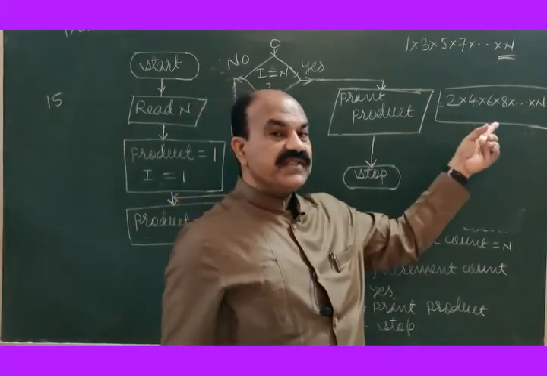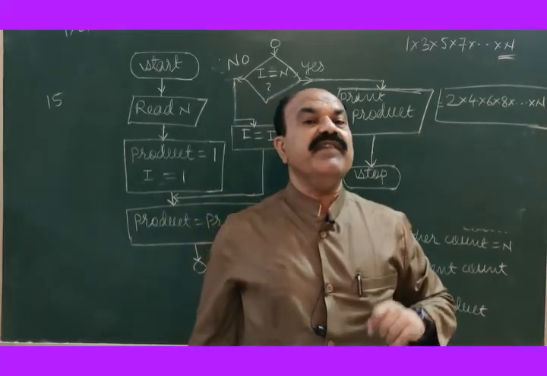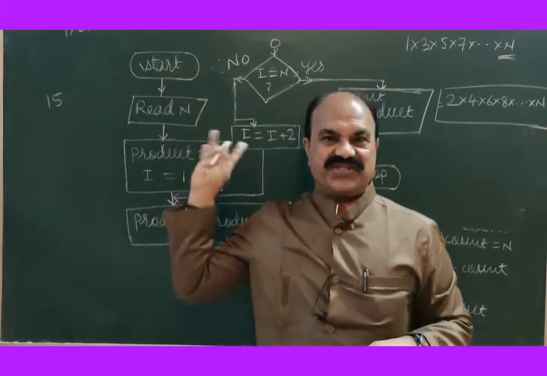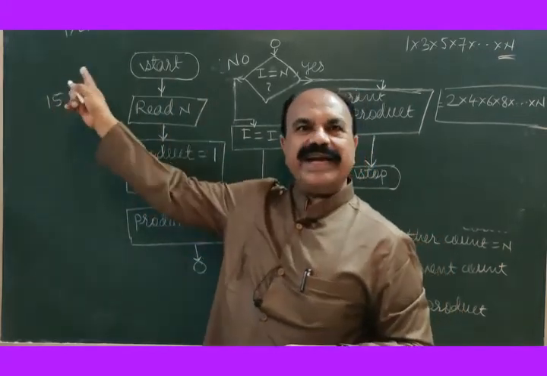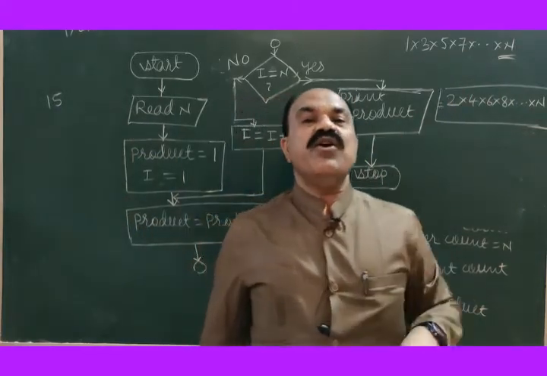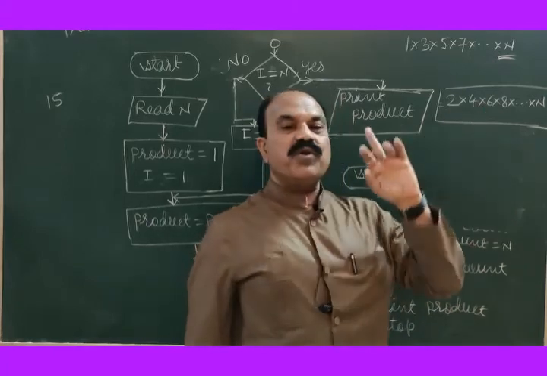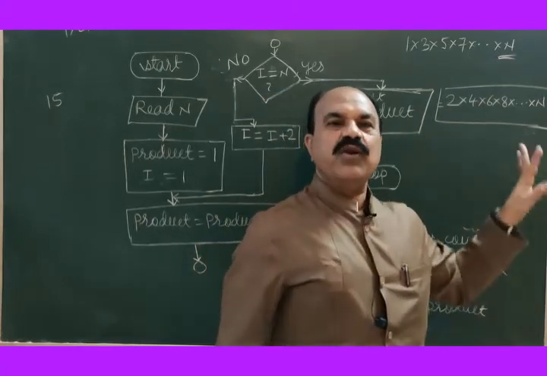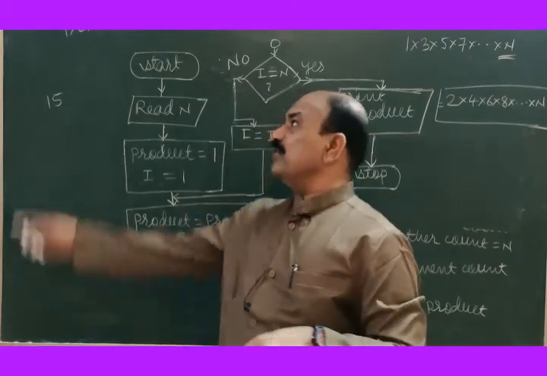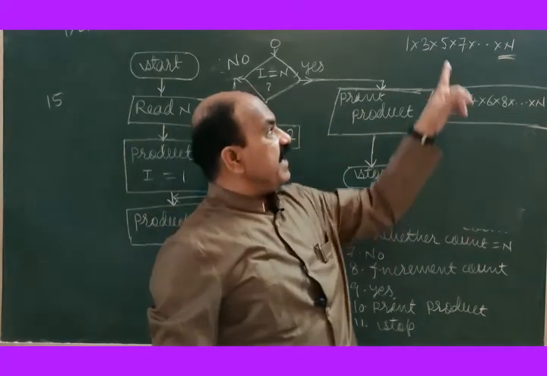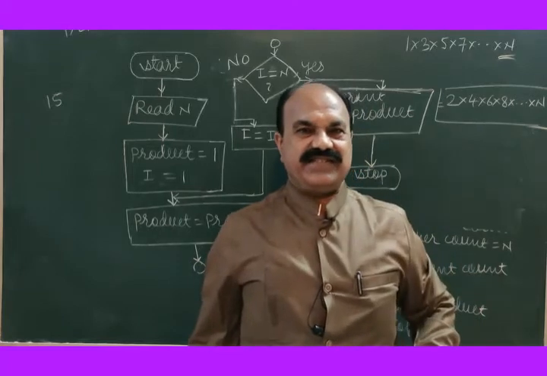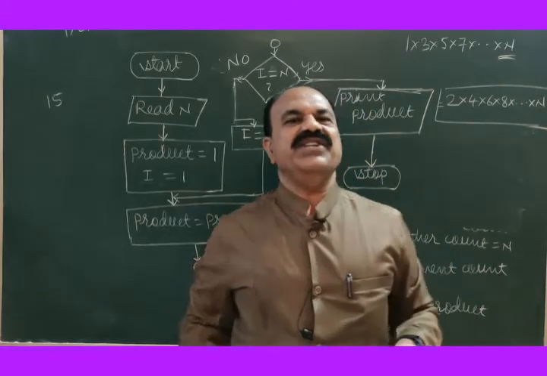Now, how is this series? It is product of only even numbers. How is this series? This is product of positive integers. Of course, finite number of positive integers. How is this series? It is product of only odd integers. This is what? Product of even integers. Algorithm will be same. Algorithm which we have written for this series will be same for this series. The part of algorithm is completed.